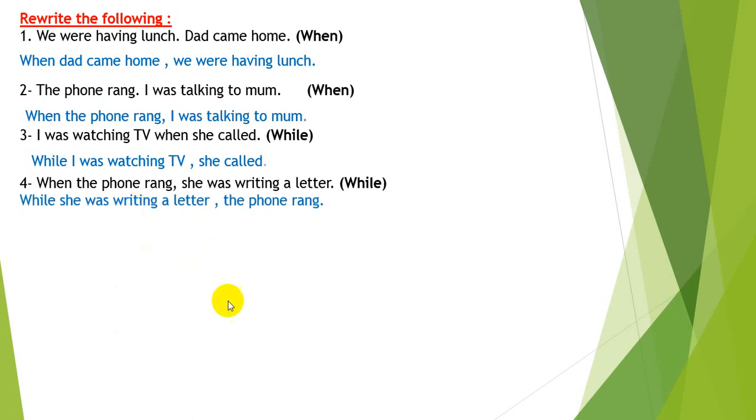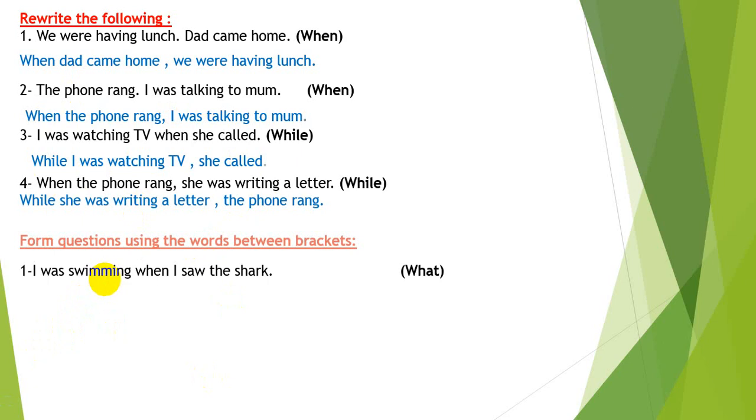Now let us go to another type of question, which is form a question. Okay? Let us see here to make questions. I was swimming when I saw the shark. So I'm going to use what? What? And here pay attention. When I say I was, I don't ask with I. Of course, the speaker now, I'm going to speak to him, so it's going to be you. What goes with you? Where? Great. So it's going to be like this. What were you doing when you saw a shark? I was swimming when I saw a shark.